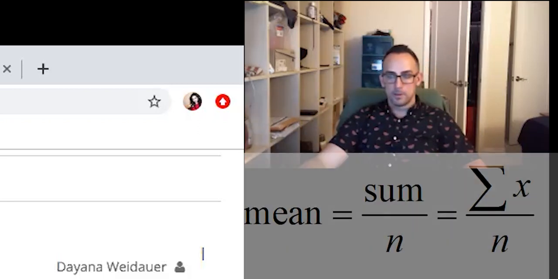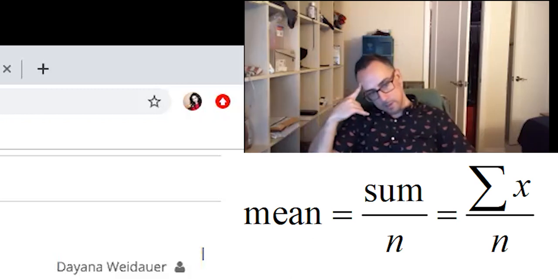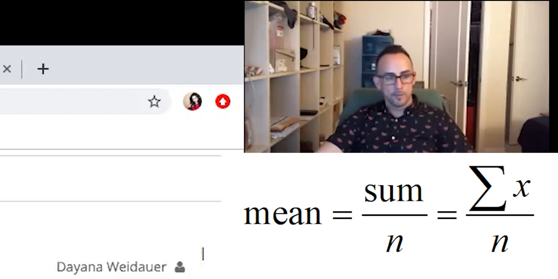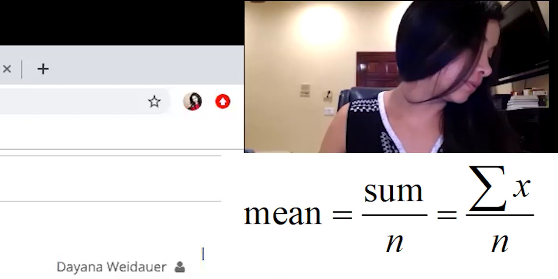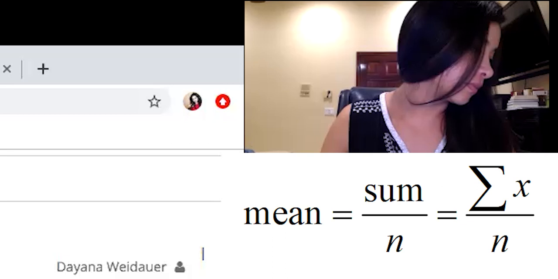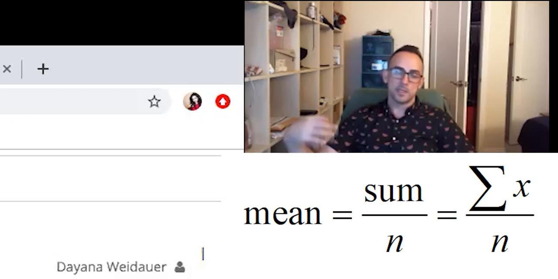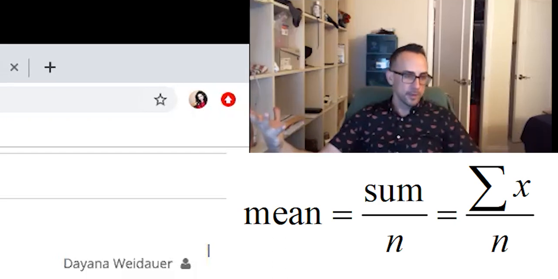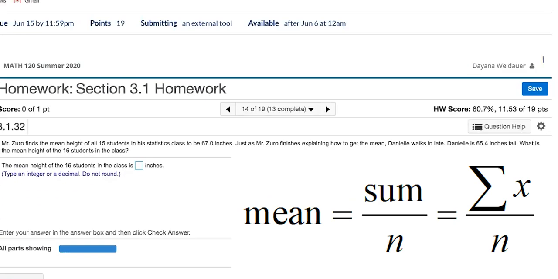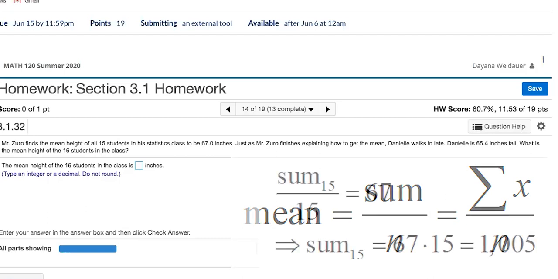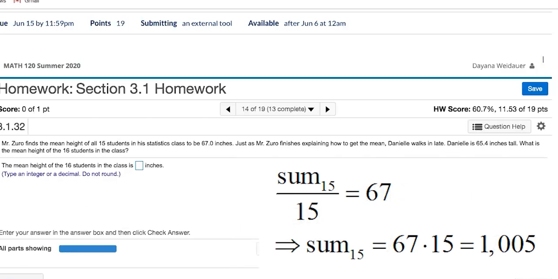So you've got to kind of memorize that formula for the mean. From that formula, we actually know the sum of the scores for the 15 students, believe it or not, because you can multiply 67 times 15. That'll tell you what all those 15 students' scores add up to. And that's the key to doing this question.